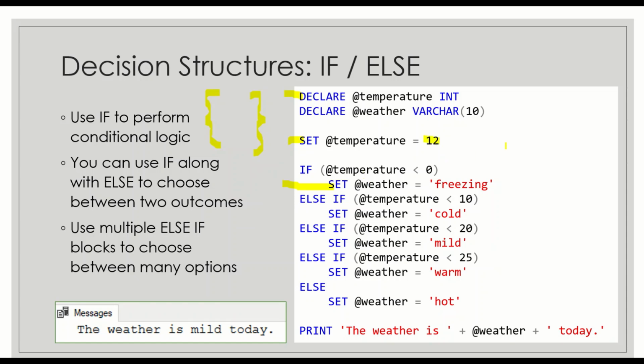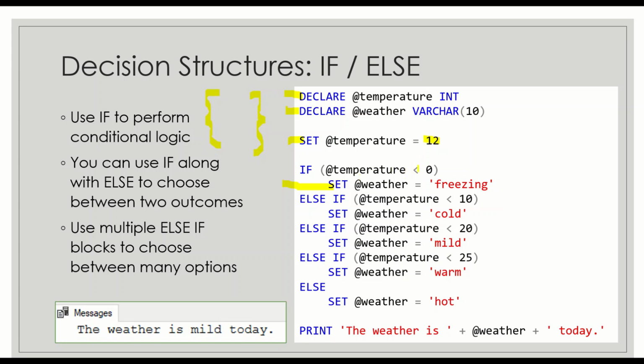Now, I've set it to 12 just for the demonstration, but obviously it could be any integer. The other thing I've done to set up is declare another variable of varchar called weather. So we're going to assign a value to weather based on the temperature.